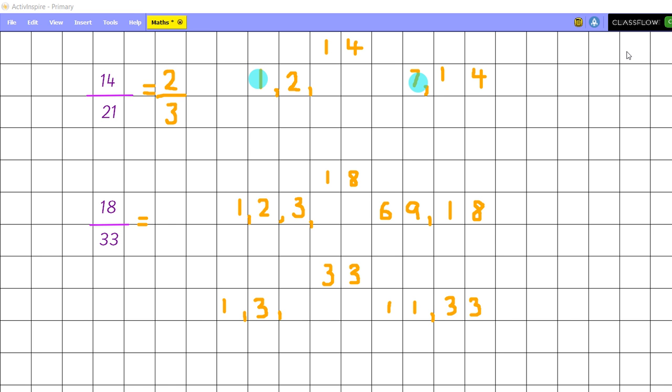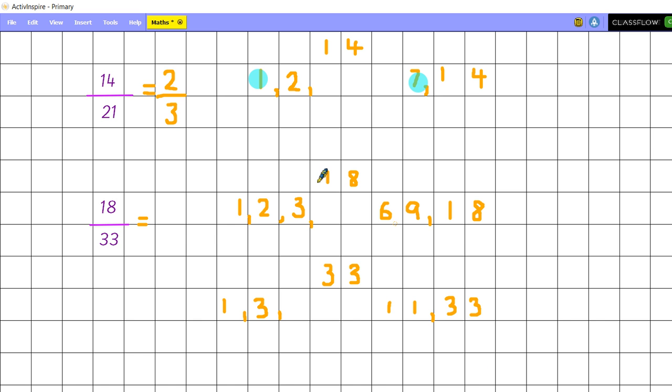Okay, so hopefully you've written out the factors of 18 and the factors of 33. So I've just done that really quickly, and you can see that the factors of 18 are 1 and 18, 2 and 9, 3 and 6. Hopefully you've got those. And then of 33, I've got 1 and 33 and 3 and 11. Those are the only factors of 33. Okay, now let's see if we can find the highest common factor.